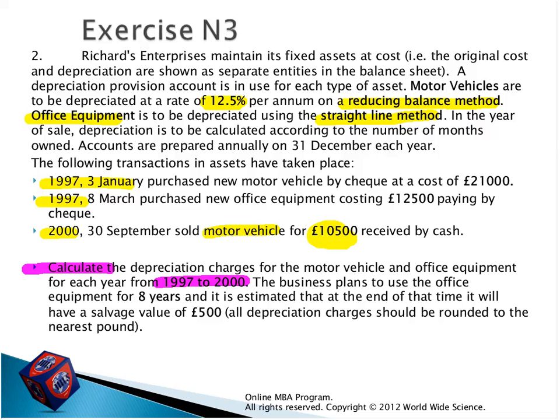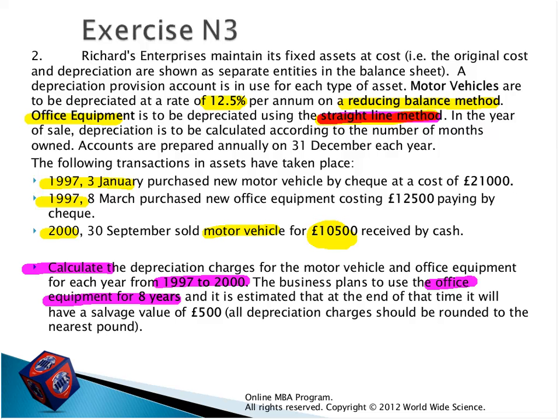The business plans to use the office equipment for 8 years. So you remember, right now, the office equipment would be kept in the business 8 years. The useful life is equal to 8 years, right? And as well, the office equipment would be depreciated by the straight line method.